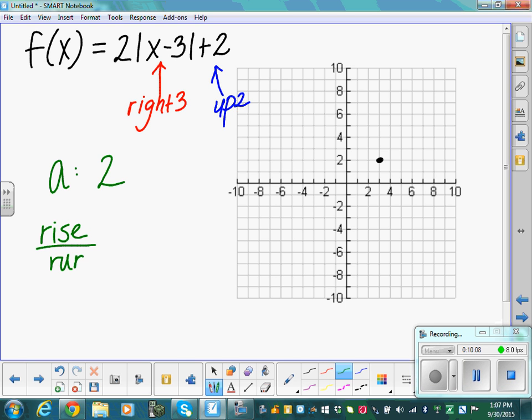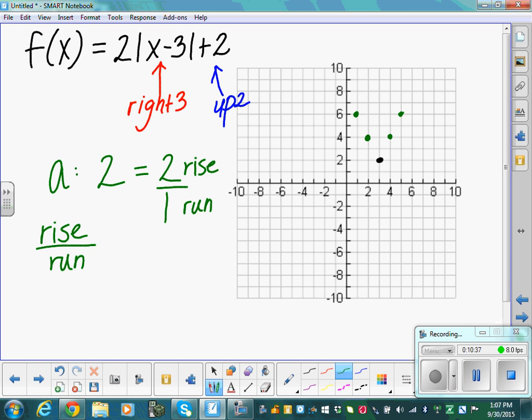Now remember that 2 is the same thing as 2 over 1. So our rise is going to be 2, our run is going to be 1. So from our starting point, we're going to rise up 1, 2, and go over 1. You'll do that on both sides. So I'm also going to go up 2 over 1 this way. Once again, from that green point, I'm going to rise 1, 2 over 1. And once again, I'm going to do that here.